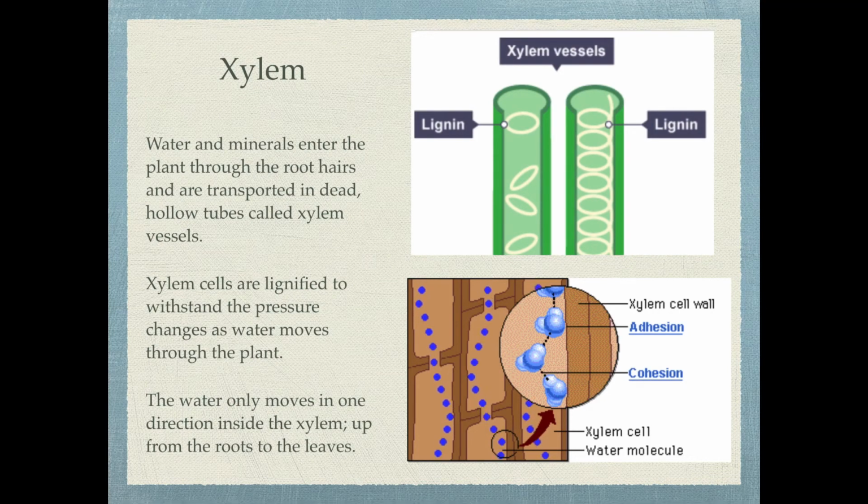Okay, so you can see the water there moving upwards only. So you can pause this and take down those key facts, trying to underline the key things you need to know. They're dead hollow tubes, they have rings of lignin to withstand changes in water pressure, and the water only moves upwards.